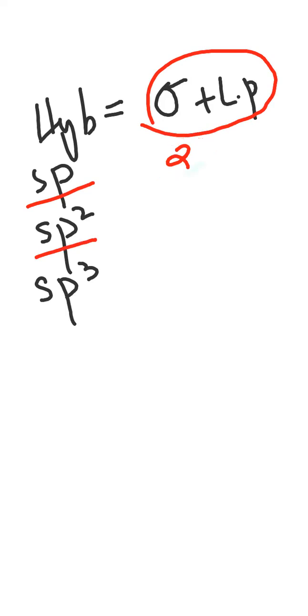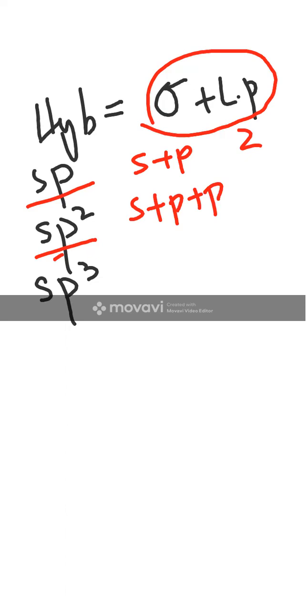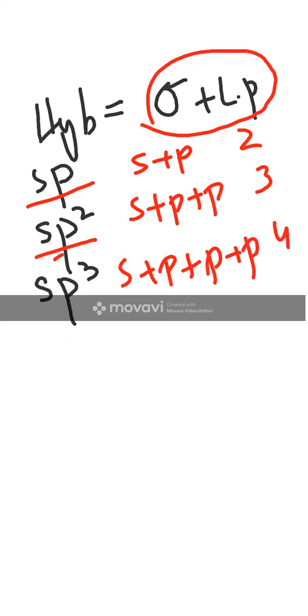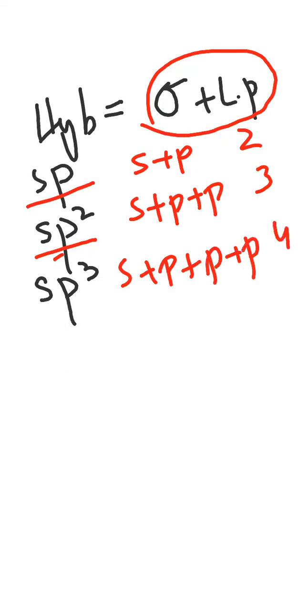Sp means s plus p, two orbitals. Sp2 means s plus p plus p, three orbitals. Sp3 means s plus p plus p plus p, four orbitals. So if the sum of sigma bond and the lone pair is equal to 2, means sp. If the sum of sigma bonds and the lone pair in a given thing is 4, it means sp3 hybridization.